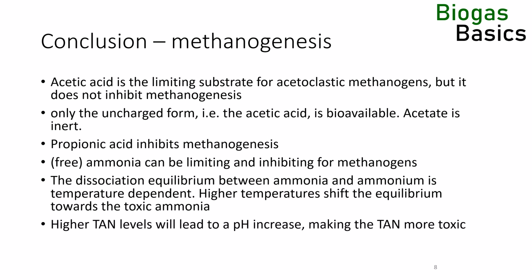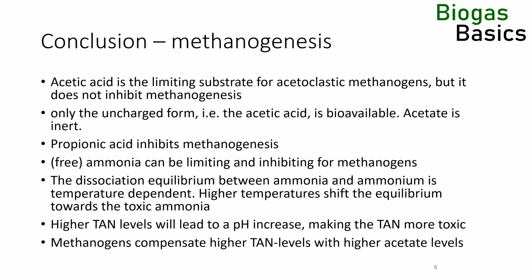Higher total ammonia nitrogen will increase the pH of the digestate, shifting the dissociation equilibrium from the inert ammonium to the toxic ammonia. This reinforcement mechanism makes ammonia a very potent inhibitor for the methanogenesis. Methanogens will try to compensate higher total ammonia nitrogen levels by increasing the acetic acid concentration in the digester. However, at some point the accumulation of acetic acid has a negative impact on the acetogenic bacteria in the digester.